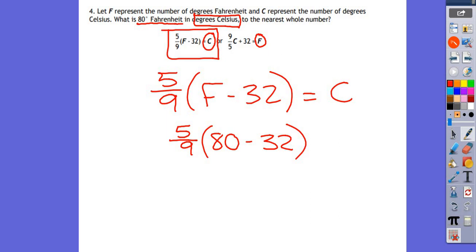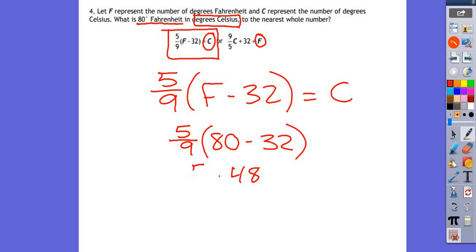Parentheses. Do I have work in my parentheses? Yes, ma'am. What is 80 minus 32? 48. Wait, 40. It's 58. No, wait. I'm going to work it out. 48. It's 48. Yeah, it's 48.